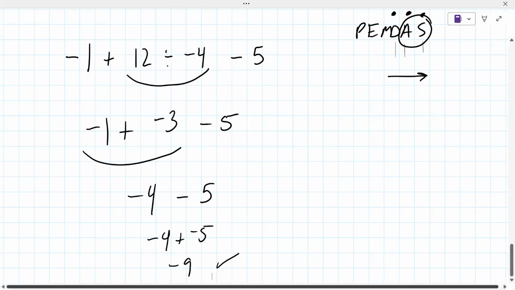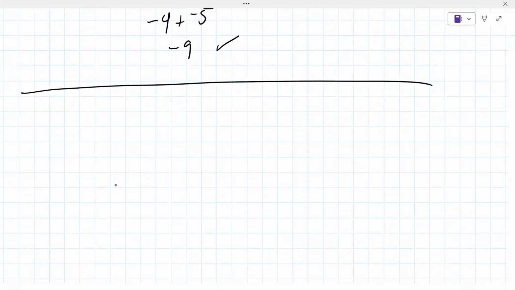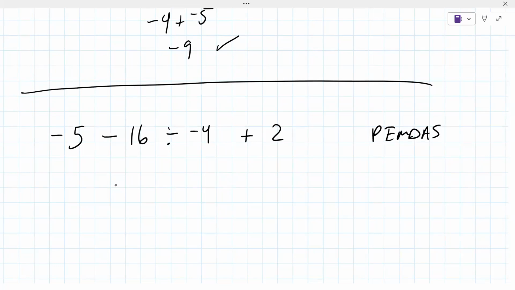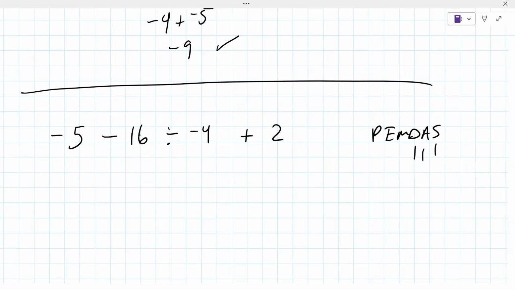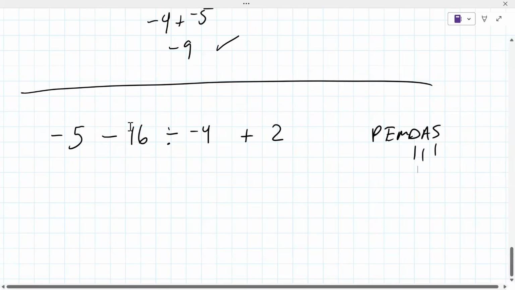Very good. All right, let's try another one here. -5 minus 16 divided by -4 plus 2. So again, what math operations do you see? I see division, subtraction, and an addition. Which do you do first? The division. Okay, so you have a choice now. You have to decide whether you're going to look at this as -16 or 16 divided by -4.